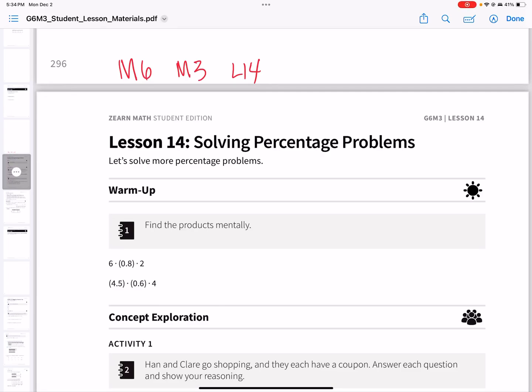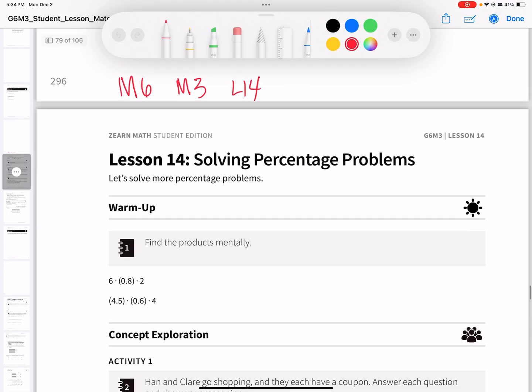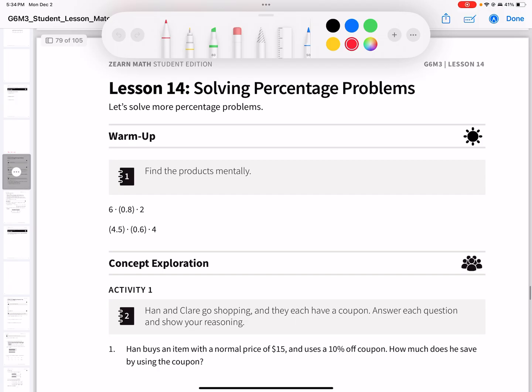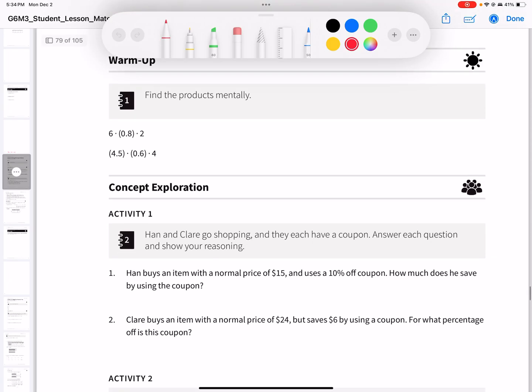Today we're doing Math 6, Mission 3, Lesson 14. All right, solving percentage problems. Find the products mentally. Here's the thing. These are very difficult, and I don't understand how they really want you to do these mentally. I will walk you through my process on it, but I'm not even sure I could do these mentally. Okay? So let's just get that out of the way.